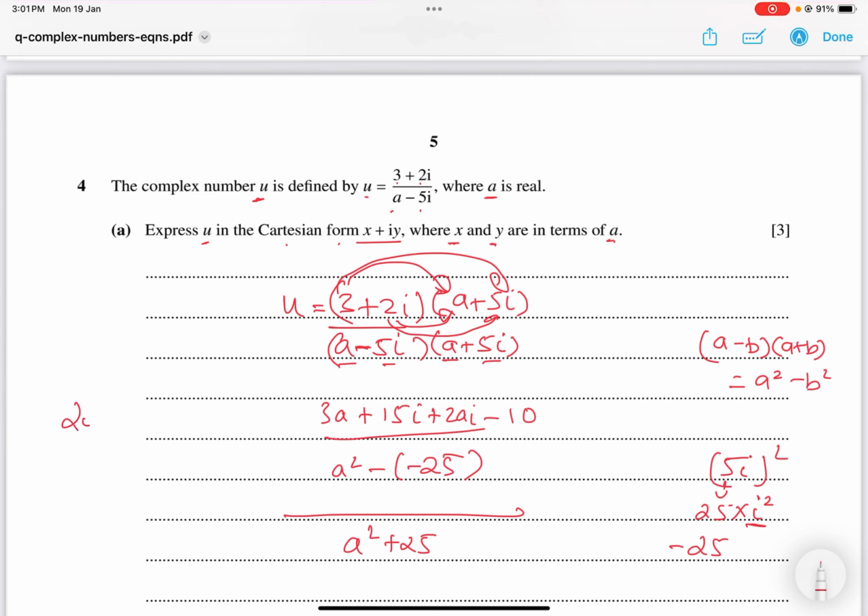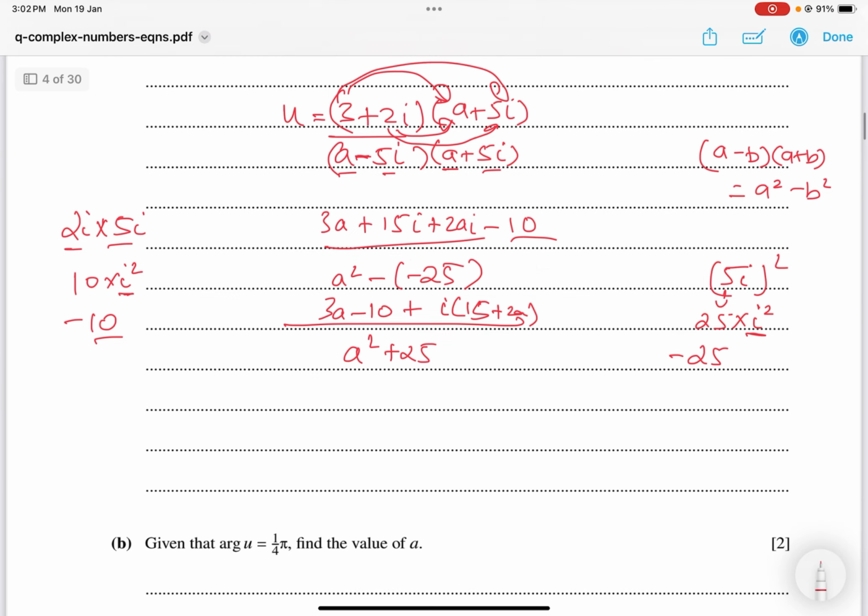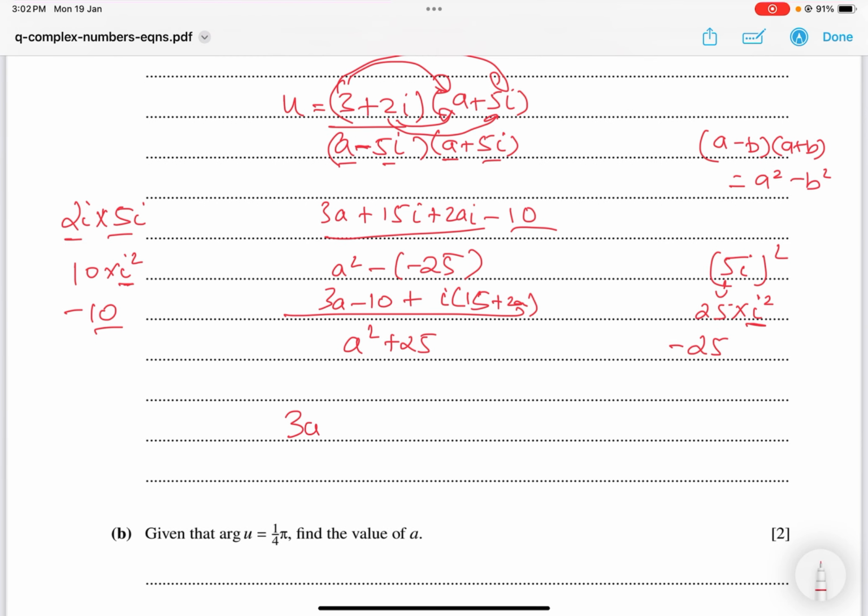How come minus 10? 2i times 5i. 2 times 5 is 10. i times i is i square. Again negative, so negative 10. Now, if we simplify it further, it will become (3a minus 10), right? Plus i (15 plus 2a). Alright. Separate the imaginary part and the real part. (3a minus 10) upon (a square plus 25). I'm just taking them separately. This upon this and this upon this. Plus (2a plus 15) upon (a square plus 25).